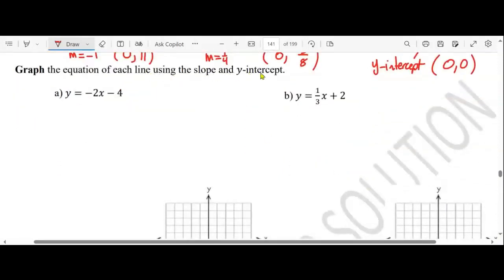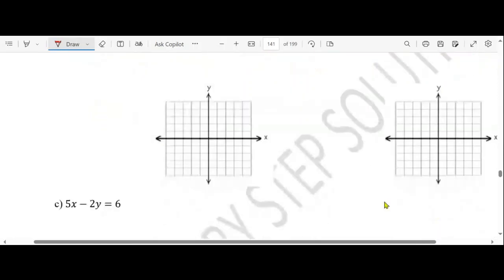Graph the equation of the line using the slope and y-intercept. How much is the slope here? -2. And what's the y-intercept? (0, -4). Now I'll graph it here. So we said (0, -4), right? So 0 is here. 1, 2, 3, negative 4. So the point is here.